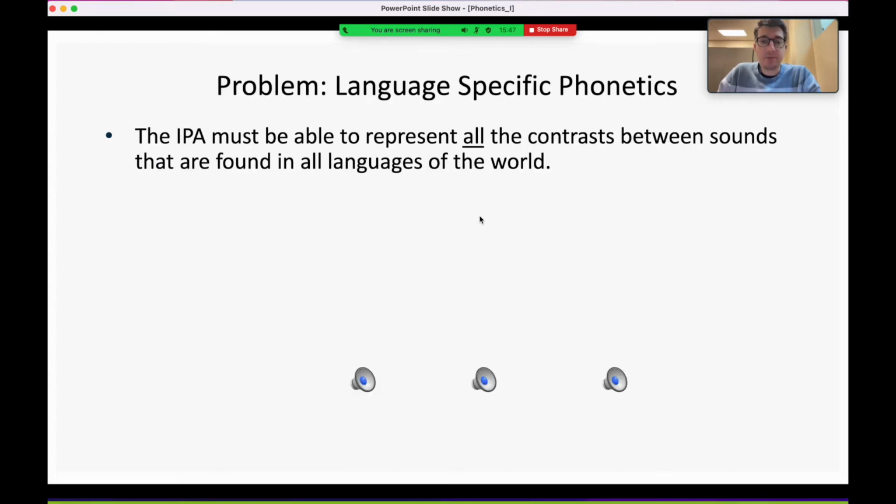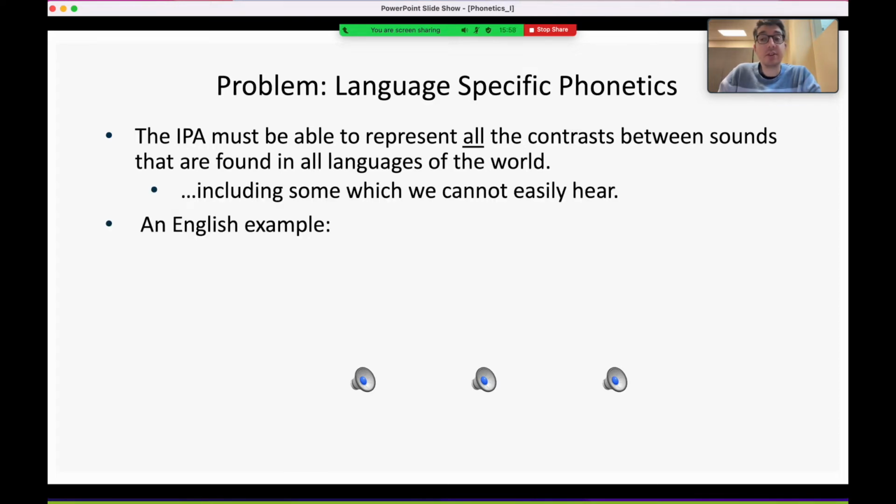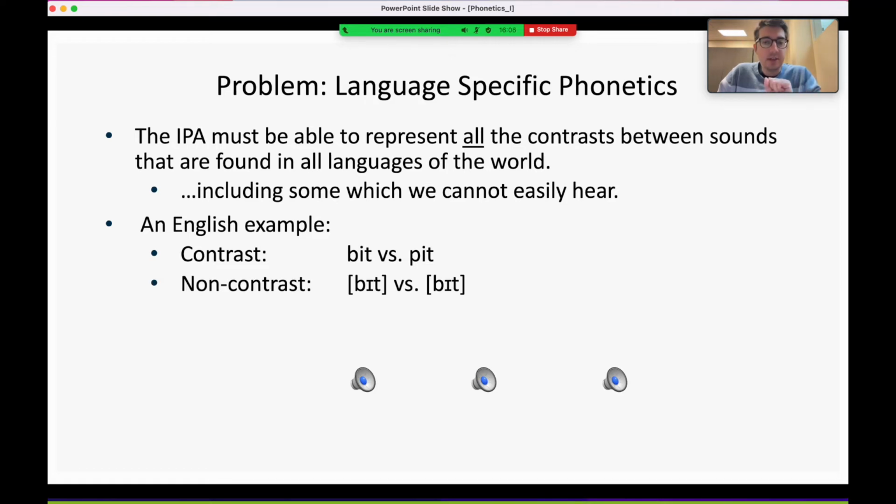However, there is a problem. The IPA must be able to represent all the contrasts between sounds that are found in all the languages of the world, including some which we cannot easily hear. So an English example would be the contrast between bit and bit. We hear these as different. And if we said bit and bit, there would be no contrast.